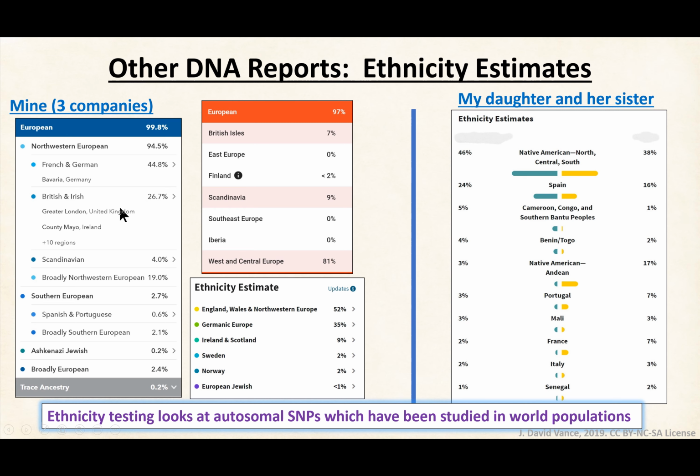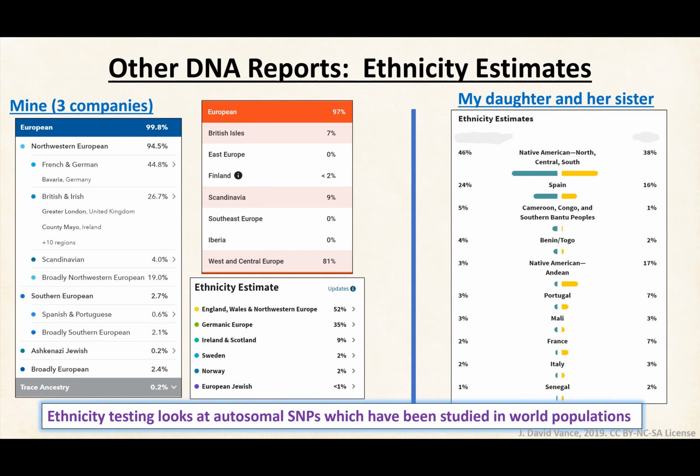It's just an estimate. So when you get your own, look at it, absorb it, see what it tells you. It may reveal some surprises, but in general, it's too vague, it's too broad to really show you that you have complete surprises in your ancestry. It may reveal some, but it usually doesn't.